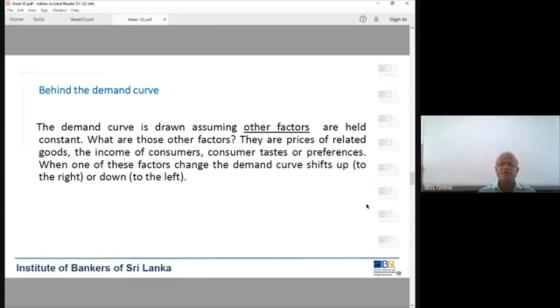So like that, if you change one of the other factors, the demand curve sometimes shifts up or shifts down. The demand curve is drawn assuming other factors are held constant. What are those other factors?